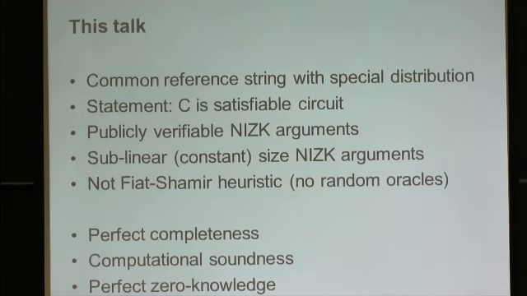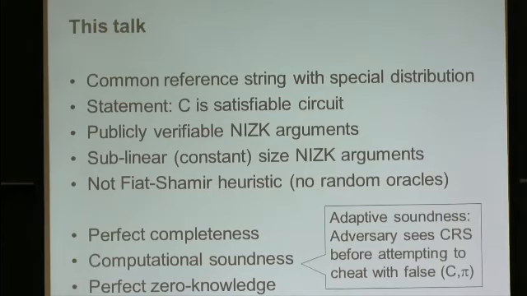Okay, so the argument will have perfect completeness, which means that if the statement is true, the prover can convince the verifier. We'll have computational soundness, so it will be hard for a cheating prover to convince a verifier about a false statement. And we'll have perfect zero knowledge, will not leak any information whatsoever about the witness.